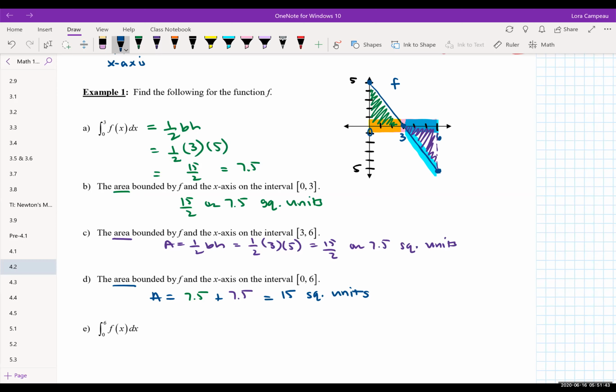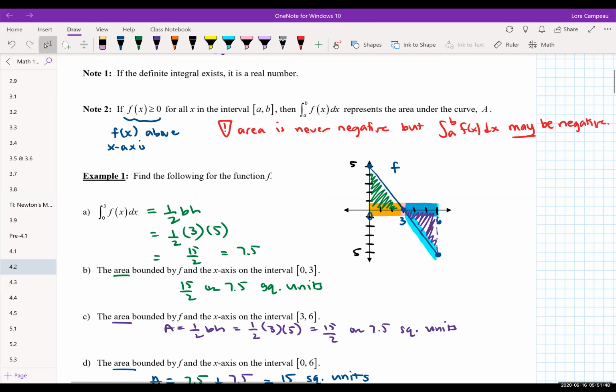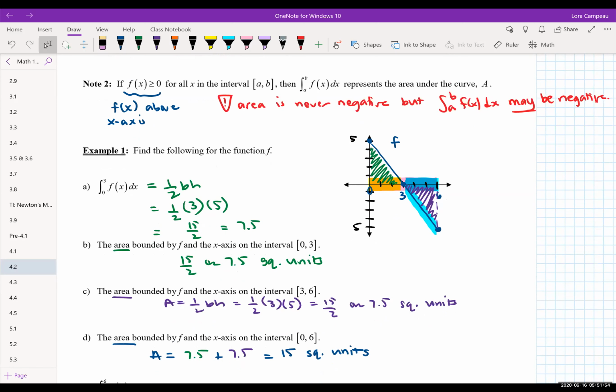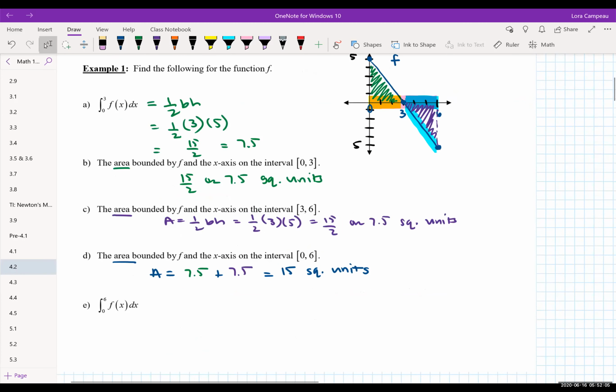So remember, area is always positive, and an integral can be represented by area, but whether you get a negative or positive value depends on whether your function itself is above the x-axis or not. So maybe one last idea just to help you.